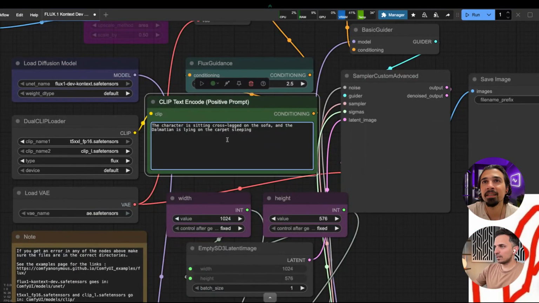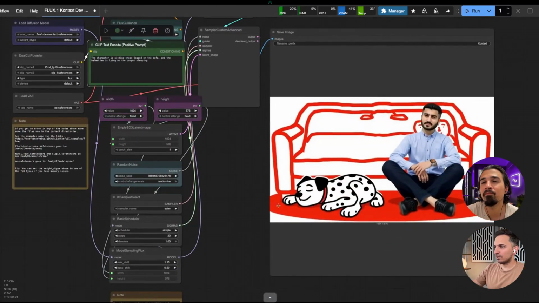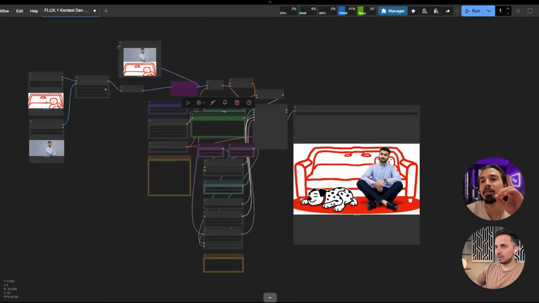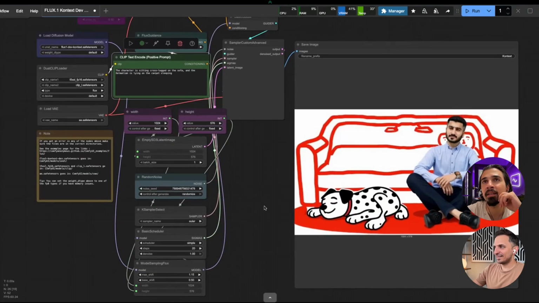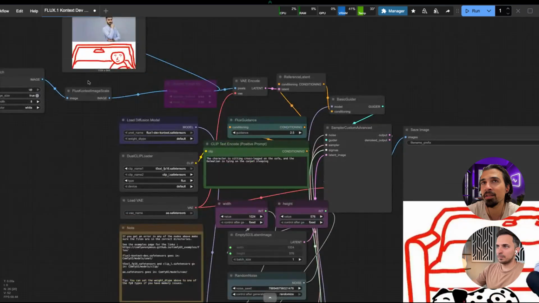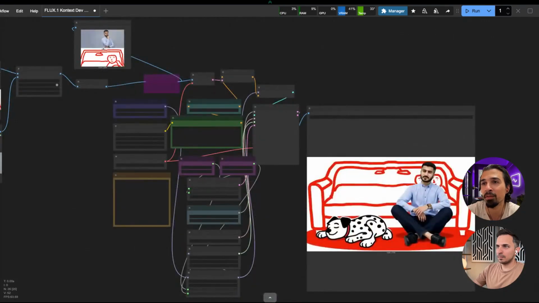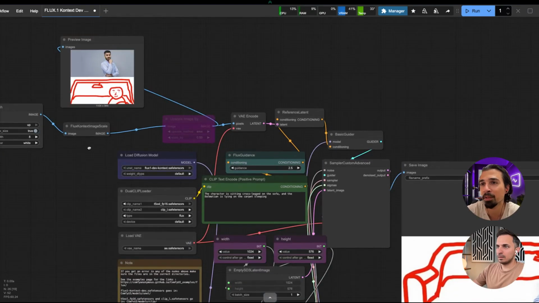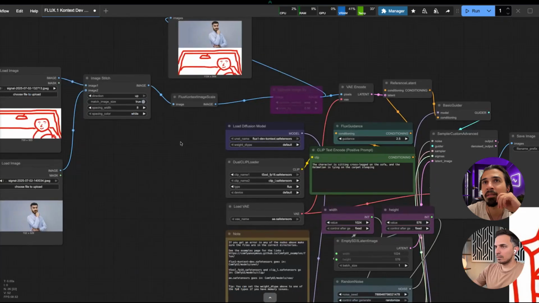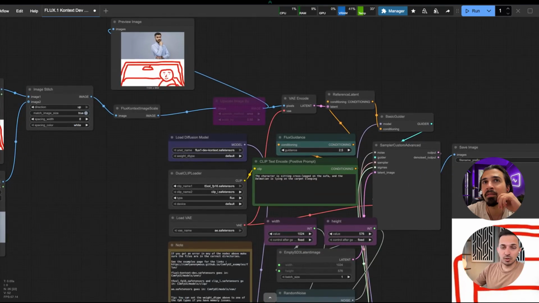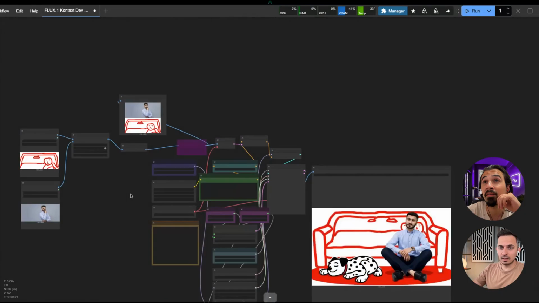Yeah, the character is sitting cross-legged on the sofa. Interesting. And the Dalmatian is lying on the carpet sleeping. So it actually did very well on that. It's interesting that it kept that style. It's matching certain nouns in the prompt to elements in that original stitched image. And because the image that it gets is just a stitched image, it doesn't actually have any sense of separation between the two. I'm not sure if it actually makes a distinction.